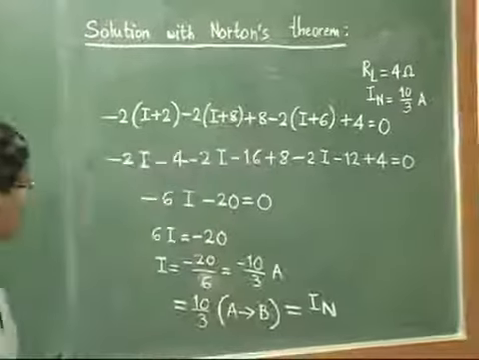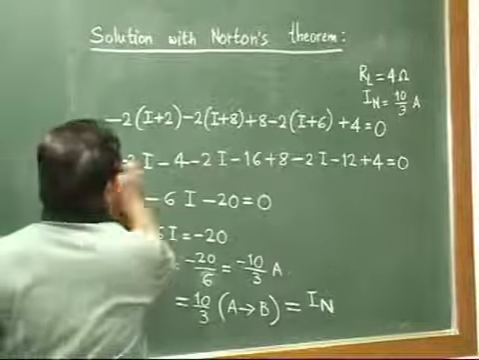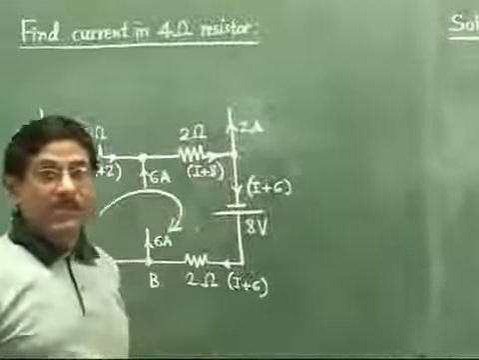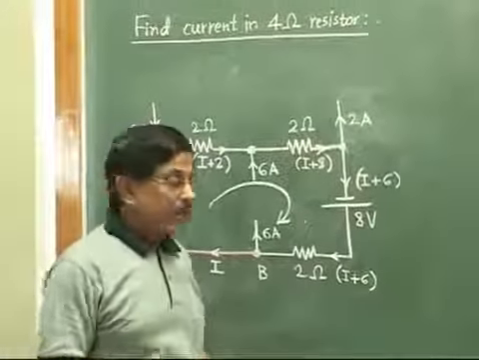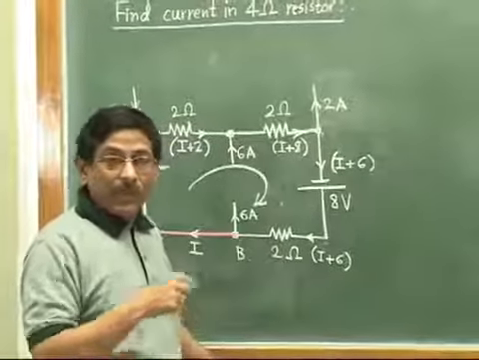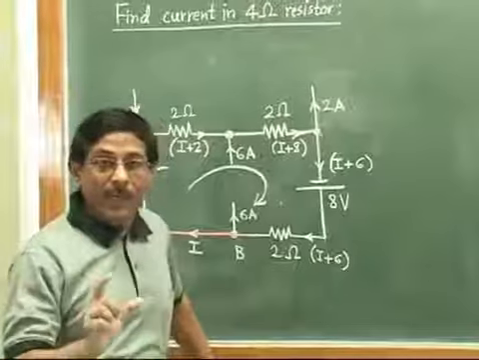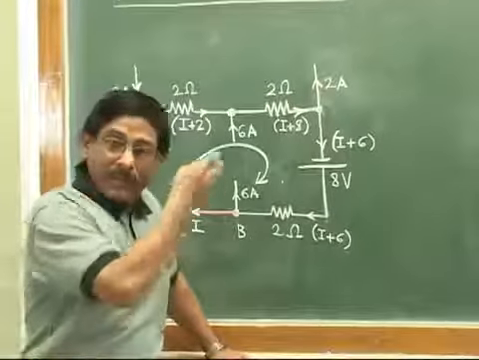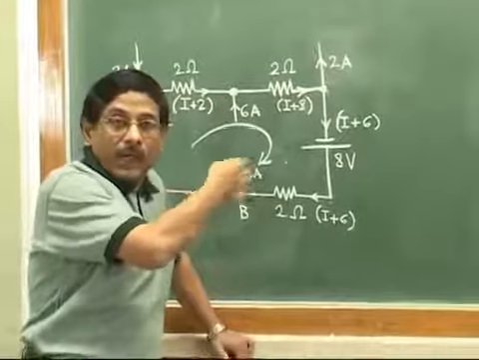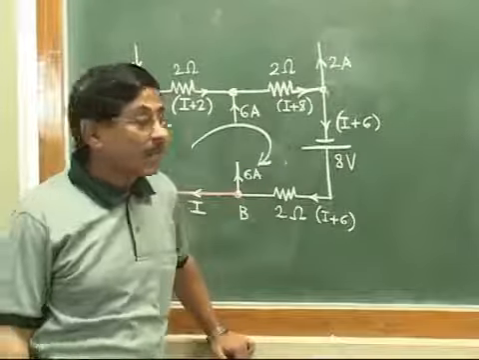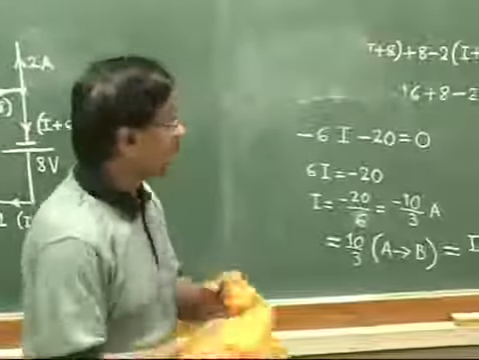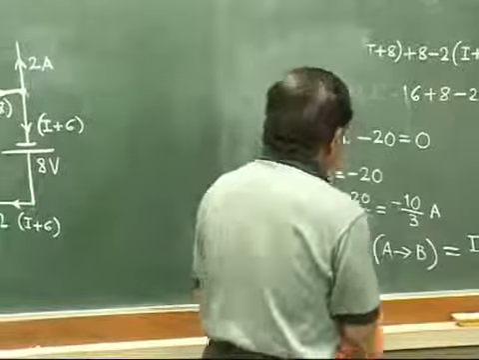Okay. And now the third step is to find the value of Rn, Norton's equivalent resistance. We will not waste time on that, because earlier while solving with Thevenin's theorem we have already calculated the value of RTH. In Norton's theorem, Rn is the same as the value of RTH in Thevenin's theorem. Okay, so what was that value? We will just consider it here for the final solution.